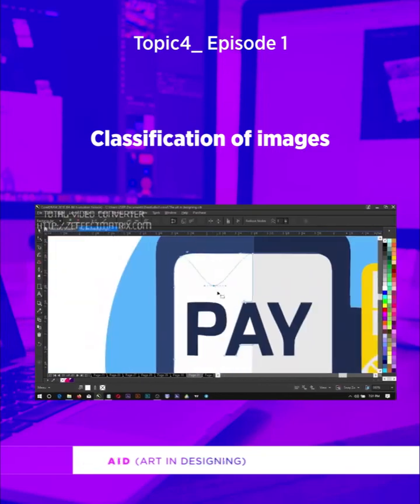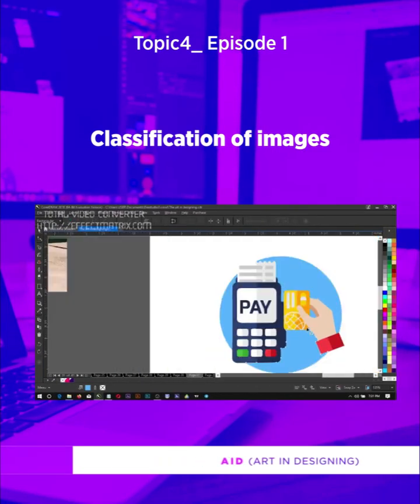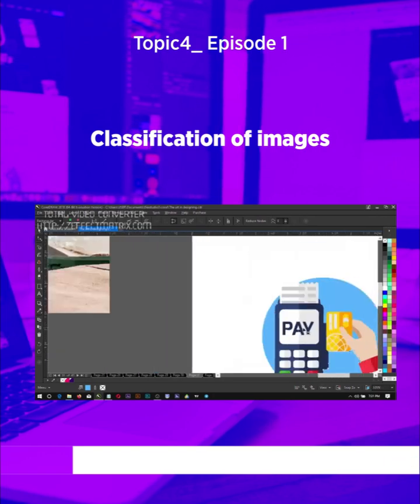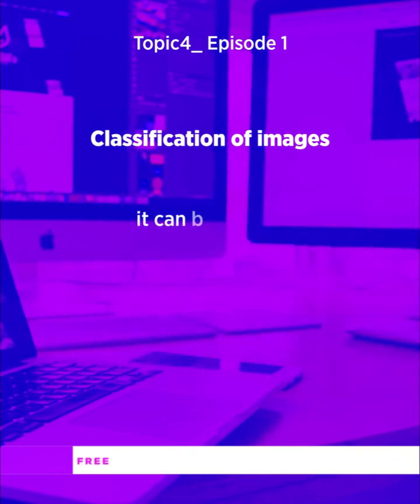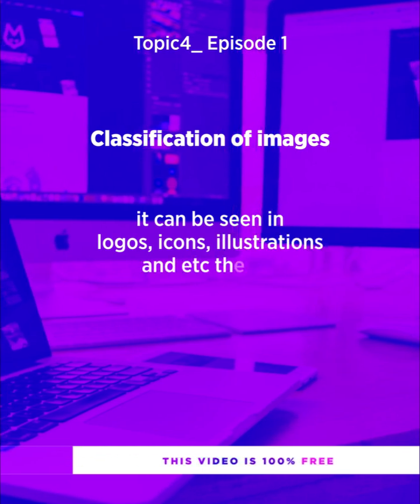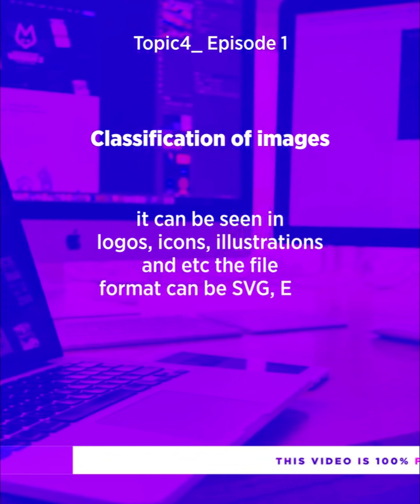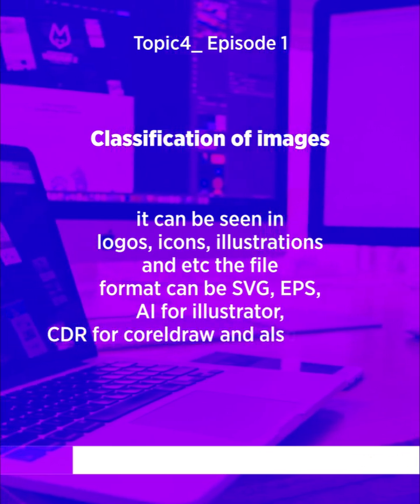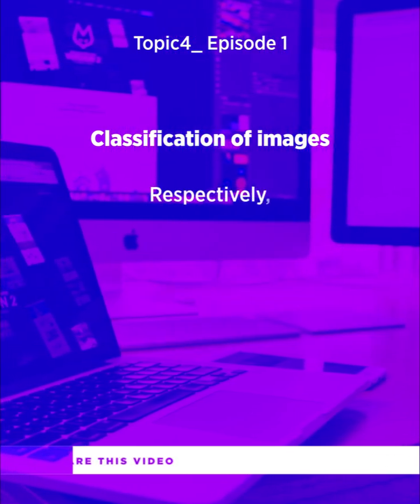Vector images are images that are created from shapes with the use of design software, and this type of image will not lose quality no matter how it's scaled. It can be seen in logos, icons, illustrations and so on. The file formats can be SVG, EPS, AI for Illustrator, CDR for CorelDRAW and also PDF files, respectively.